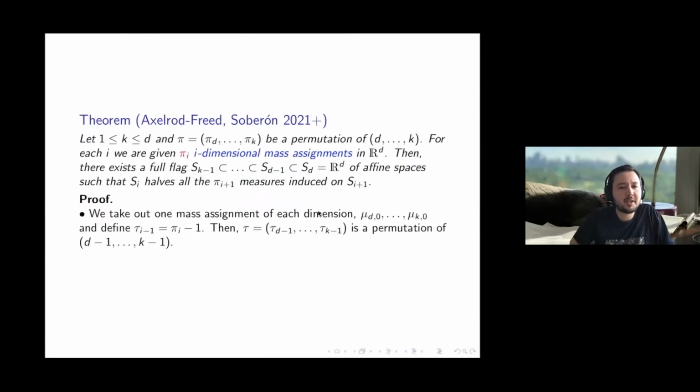The first thing I'm going to do is, for each dimension of mass assignments, I'm going to take away one and set it apart. So I take a (d-1)-dimensional mass assignment, up to a k-dimensional mass assignment, and I take them aside. So I look at how many measures I have left of each of the others. So tau_{i-1} is just going to be how many i-dimensional mass assignments I have left. And so I have this vector here, which is now a permutation of this because I took one out of each dimension.